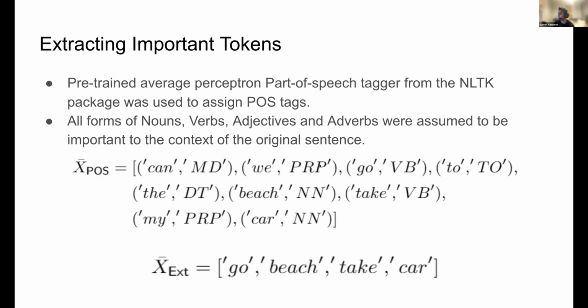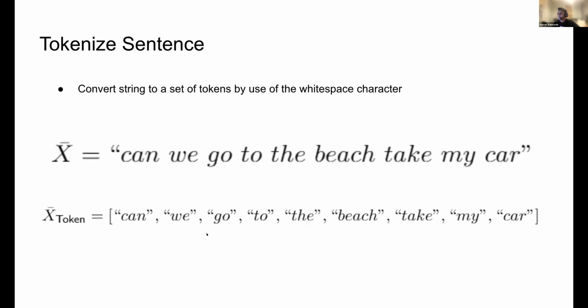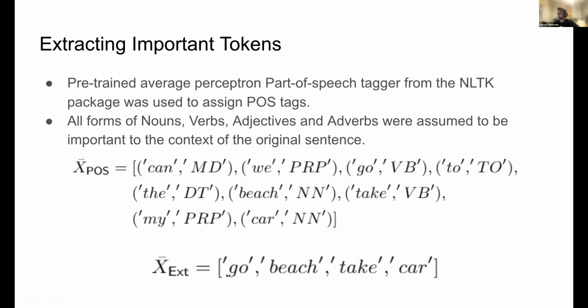There are tons of different kinds of parts of speech, more than I could even recognize, so I had to reference the NLTK package a lot for what each of these means. From this tagging operation, we then extract all nouns, verbs, adjectives, and adverbs. So from the original sentence, can we go to the beach, take my car? We now have go, beach, take, car as the important words from the sentence.